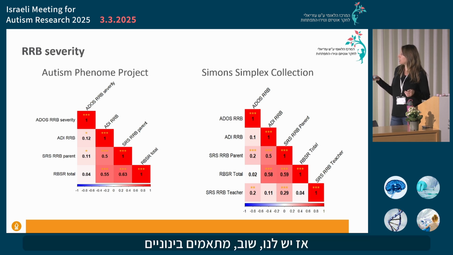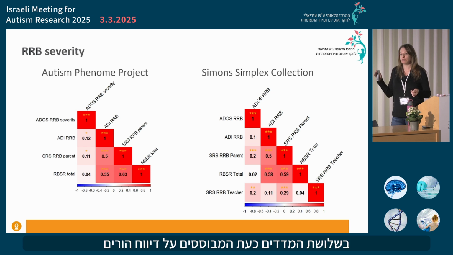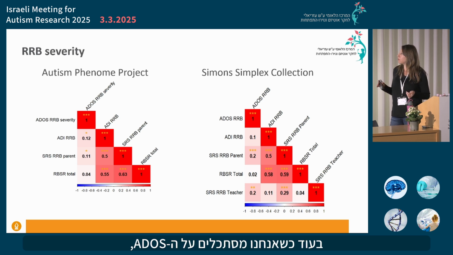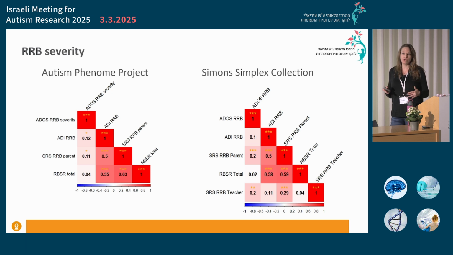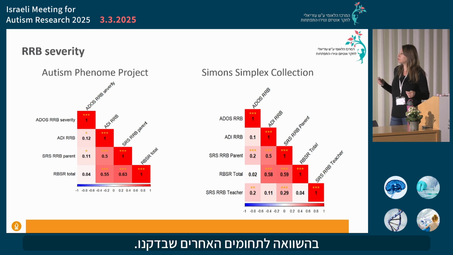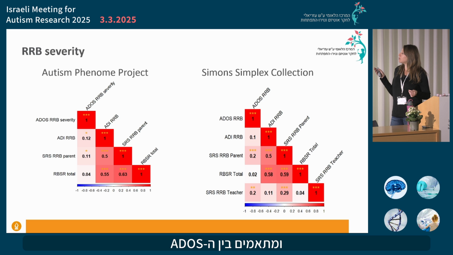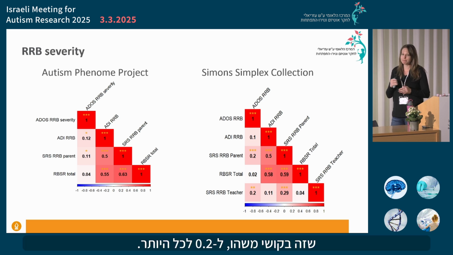So we have, again, medium to medium high correlations in the three measures now that are based on parent report, while when we look at the ADOS, the clinician-based measure, we're seeing that the correlations are even lower compared to the other areas that we looked at. Correlations between the ADOS and the other measures go from 0.02, which is barely anything, to 0.2 at the max.